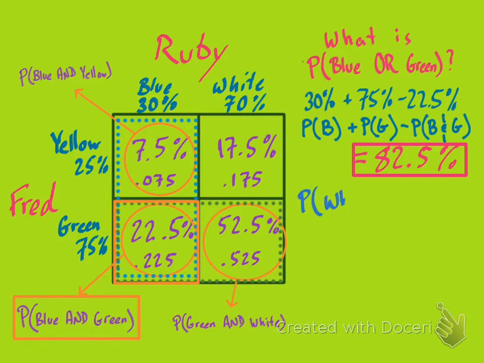Let's try this one more time. What's the probability of white or yellow paint showing up on our graffiti removal project?